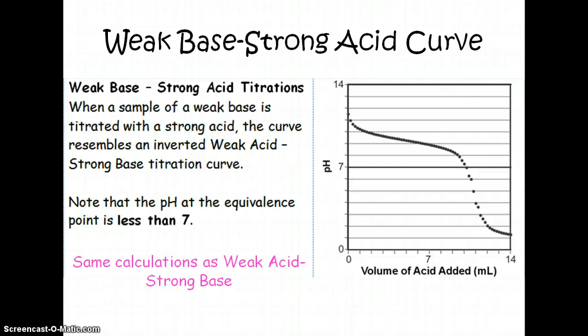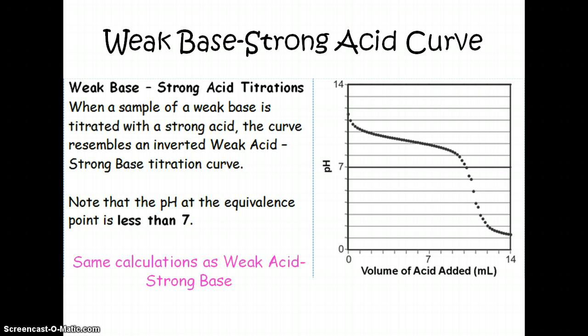All right, in this podcast, we're going to talk about all the other titration curves that we haven't already covered. So we've already covered strong acid, strong base, and then we've covered a weak acid, strong base titration. Now let's look at a weak base, strong acid titration. So basically, it's the exact opposite of the weak acid, strong base.